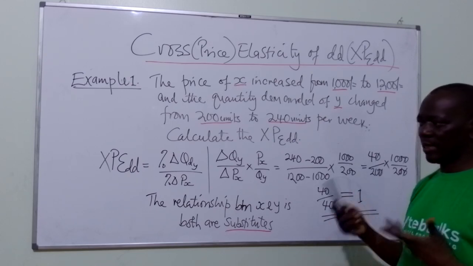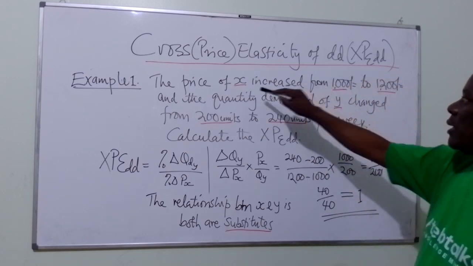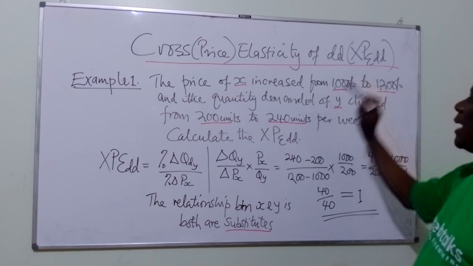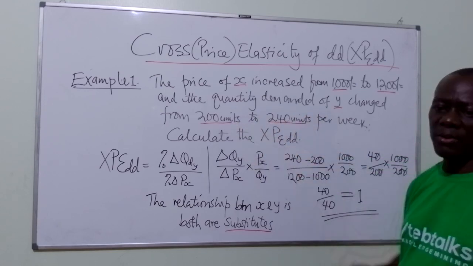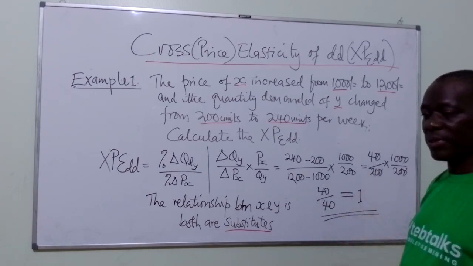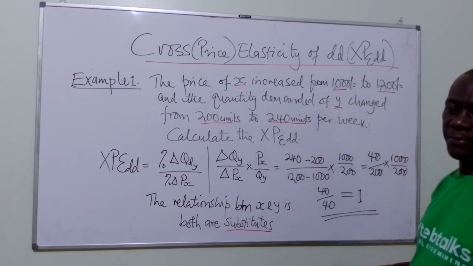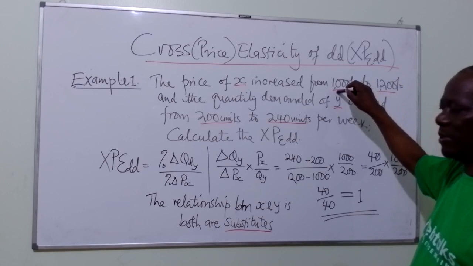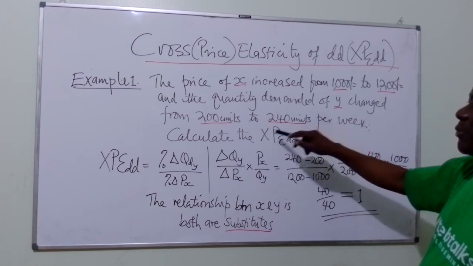The other side of the coin applies too. If the price of X reduced from 1,200 to 1,000, and the demand for Y reduced from 240 to 200, the answer you calculate will still be the same. It will still give you a positive. Why? When the price of X went down, the quantity demanded of Y went down.